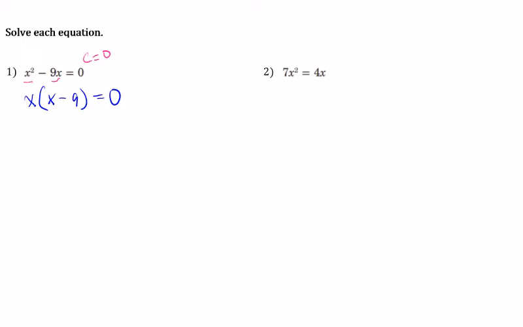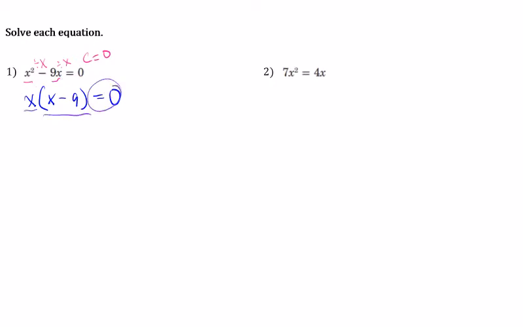Now, the way I got those, in case you forgot: once you find the GCF, you divide each term by the GCF, and that's how you get these numbers on the inside. X squared divided by x is just x, and negative 9x divided by x is just negative 9, okay? If we were to distribute, we would get back to what we started with. So that's how GCF factoring works.